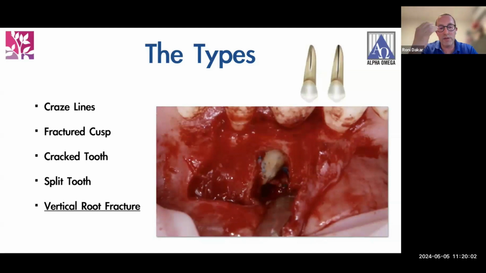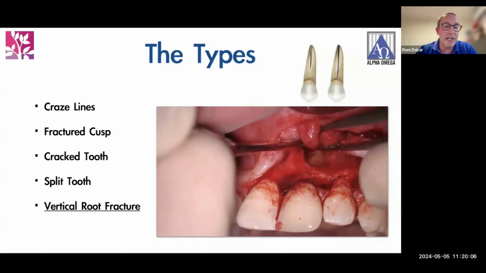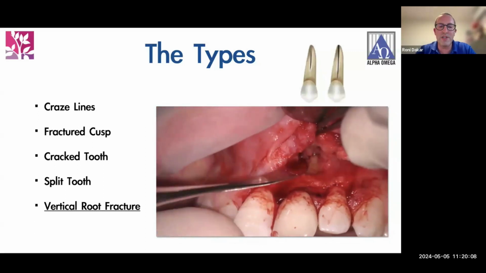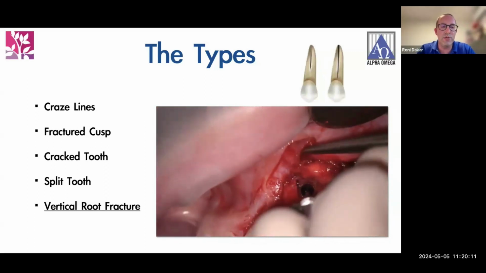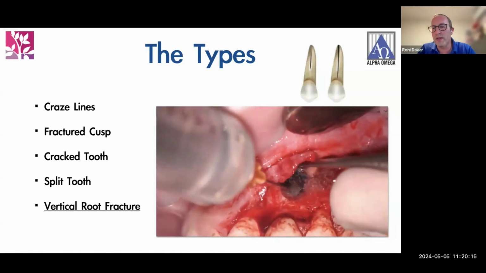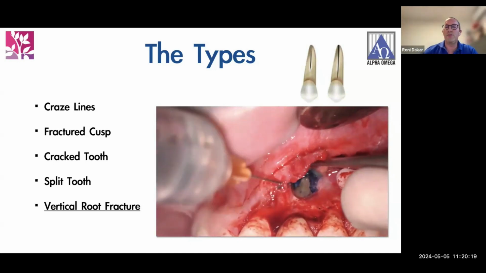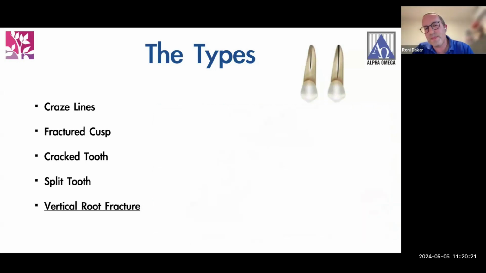In the video, you see what was planned as an apicoectomy, and unfortunately, immediately upon flap elevation and removal of the granulation tissue, it was clear that the tooth was broken. There was a vertical root fracture, and eventually it went for extraction.